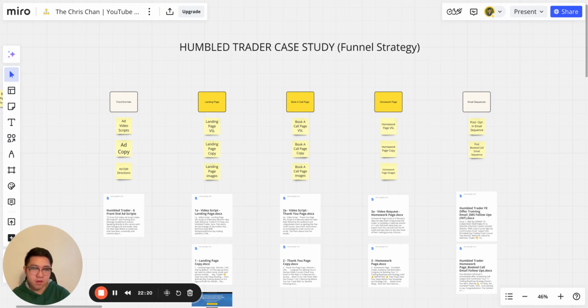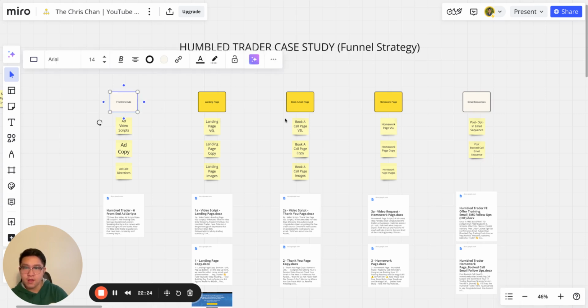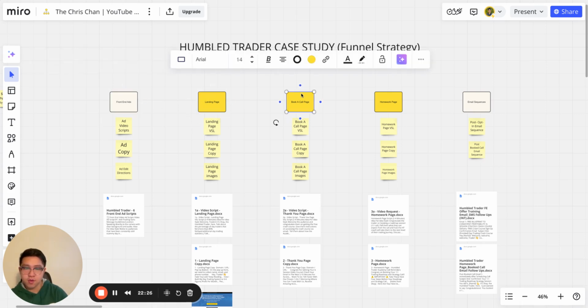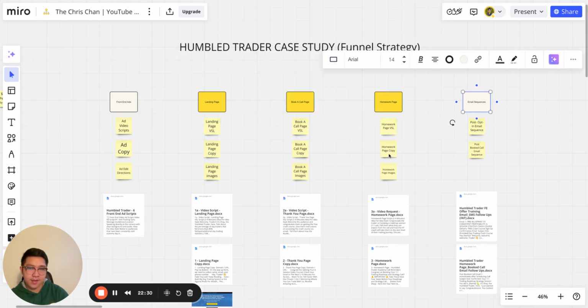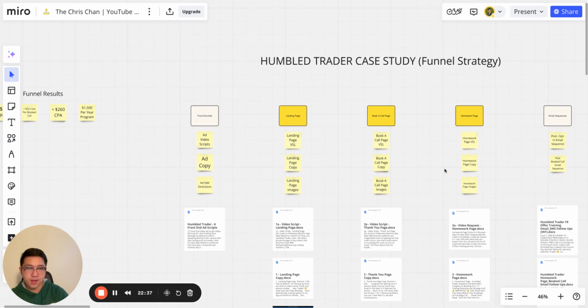Booked call rate, homework page, getting people to show up. So each of these is solving a different problem. This is solving cost per click. This is solving cost per lead. This is solving cost per booked call. This is solving show up rate, and this is enhancing everything, although it has its own platform metrics: open rate, click rate, and such. So hopefully that gives you a little bit of context.